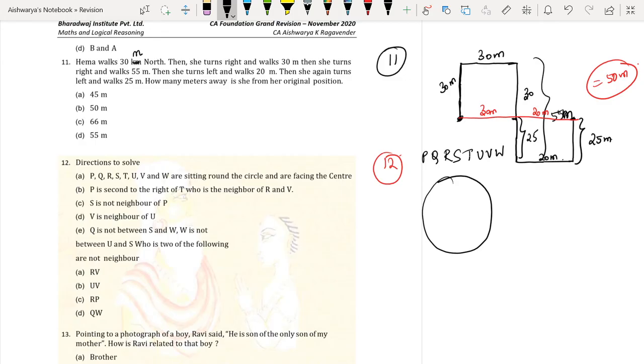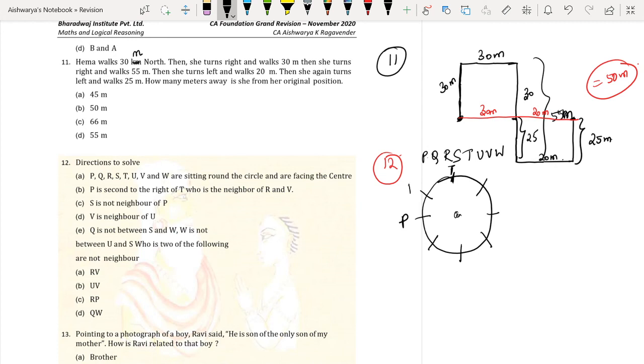P is second to the right of T, who is the neighbor of R and V. So let's say this is a T here. I don't know his exact position in the circle, but let's just mark a random position. So T is here. P is second to the right. So they're all facing the center, no? So this is the center. So this guy's right will be this side. So 1, 2, 3, 4, 5, 6, 7, 8. We have 8 people. So let me draw 8 places. So he's second to the right. So this should be the position of P.